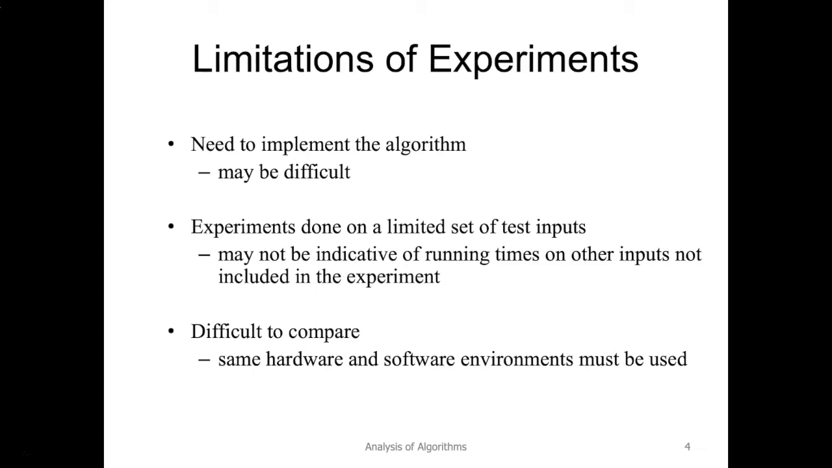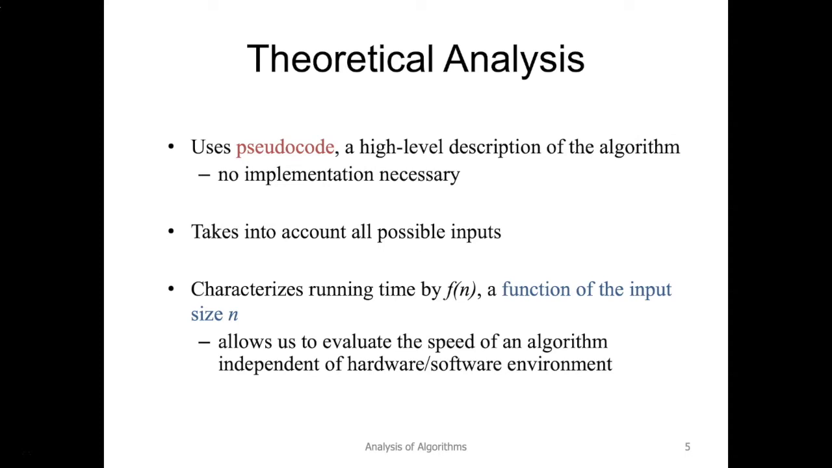So rather than implementing the algorithm and running empirical tests on it, instead we're going to look at a theoretical analysis. In order to do this, we use pseudocode. This is a high-level description of the algorithm. You don't actually have to implement it at all. We'll see an example of pseudocode next. This is a mix of natural English prose and some programming details. This is enough detail so that you know how the algorithm works, what steps are required. But when we theoretically analyze an algorithm, we'll take into account all possible inputs.